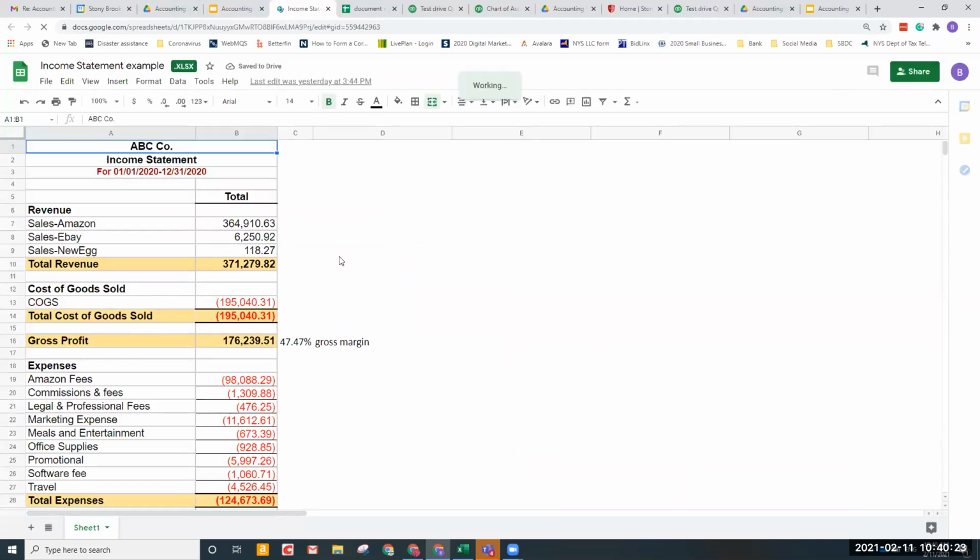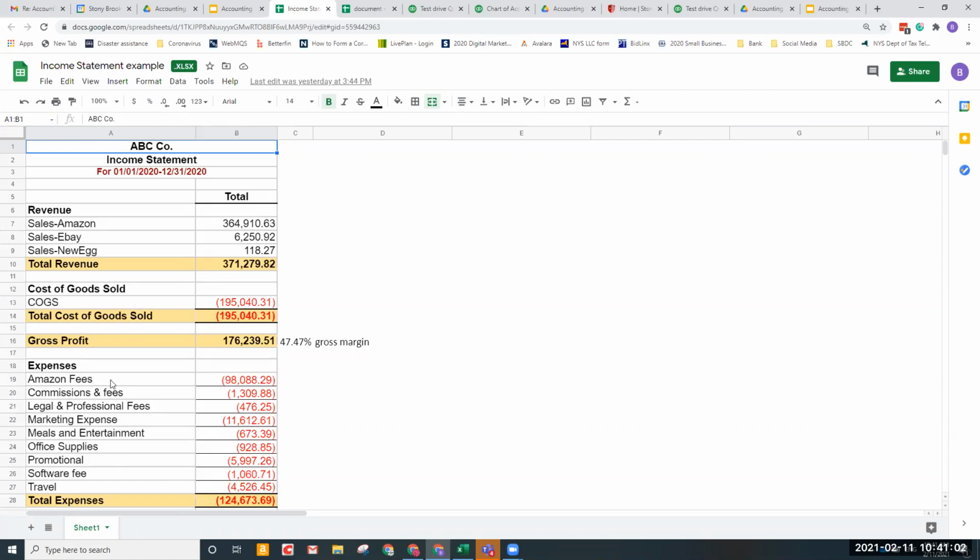So in this example, the first component of the income statement is revenue, which is the product and service sold in a certain period of time. In this case, it's from January to December 2020. The next item is the cost of goods sold, which are the direct material and labor expense associated with a product or service sold. The difference between revenue and cost of goods sold is the gross profit.